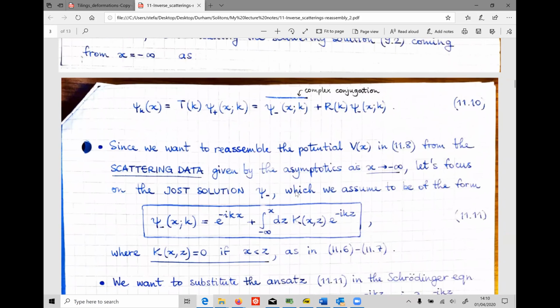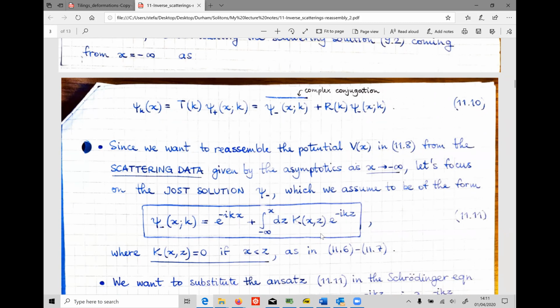So we assume the Jost solution psi minus to be exponential of minus ikx plus the integral over z of an integral kernel K, which is a function of x and z, times exponential of minus ikz. And yes, we assume that the integral kernel vanishes when z is larger than x. So this integral runs from minus infinity to x, as we did previously. So expression 11.11, for the same reason as before, ensures that the asymptotics of psi minus is e to the minus ikx when x goes to minus infinity, in which case the integral disappears.